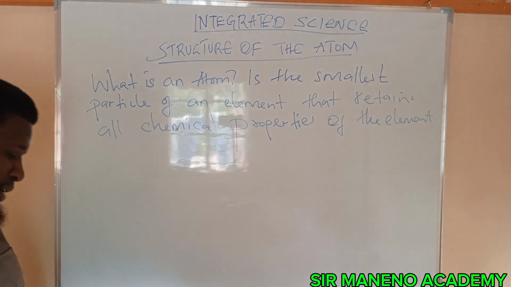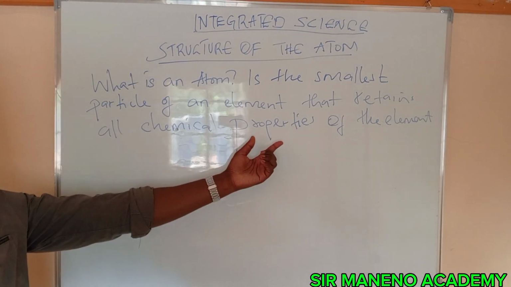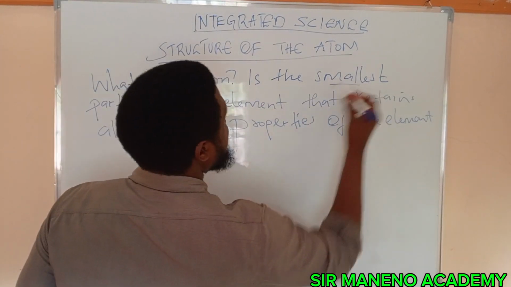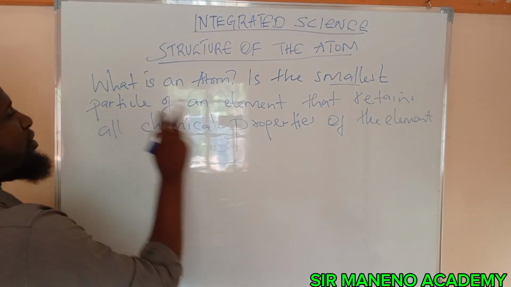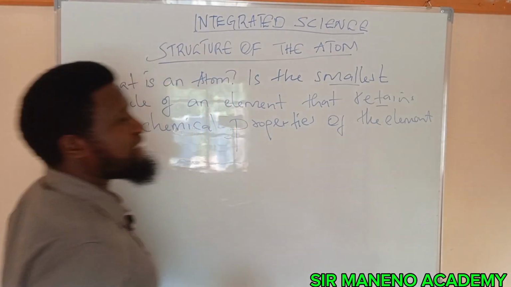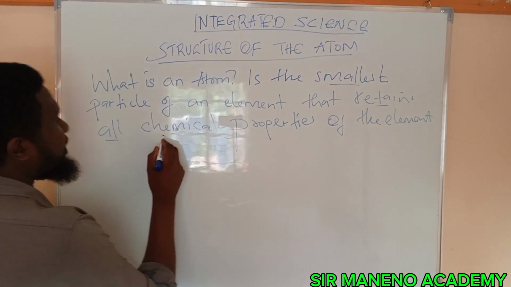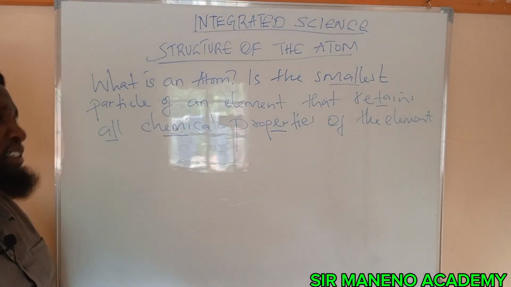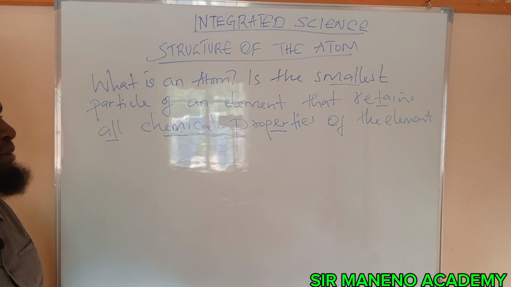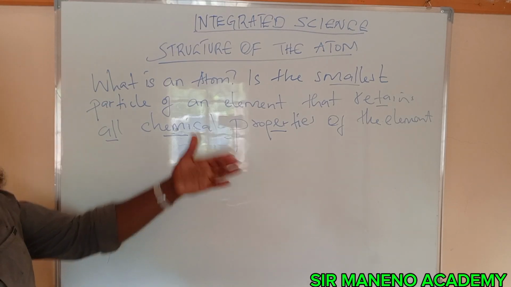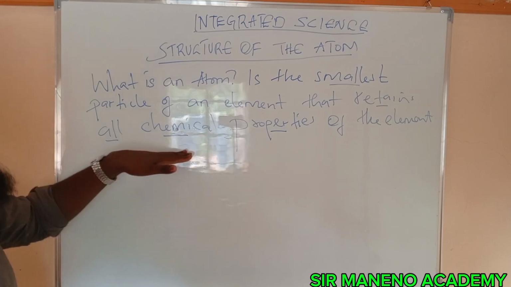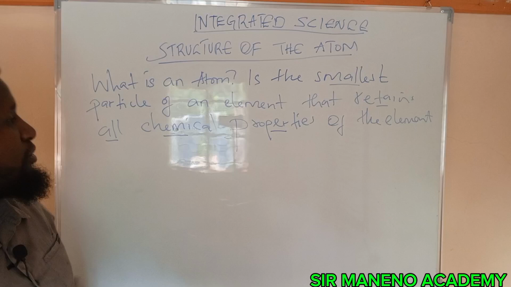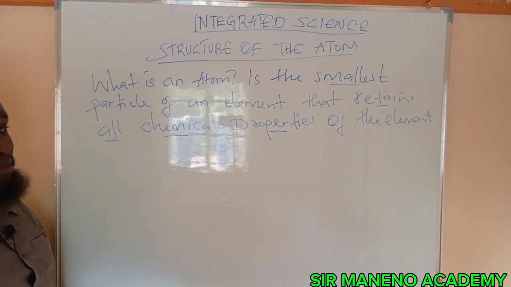I think that now you can see what we mean by an atom. So it is the smallest particle of an element that retains all chemical properties of that element. So an atom is a very important part of an element because all chemical properties pertaining to that element are retained in this particular particle of an element.